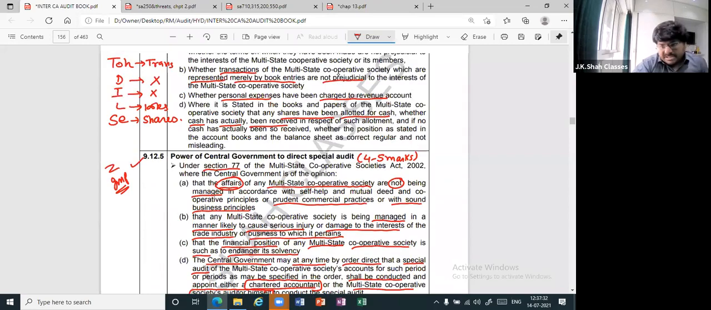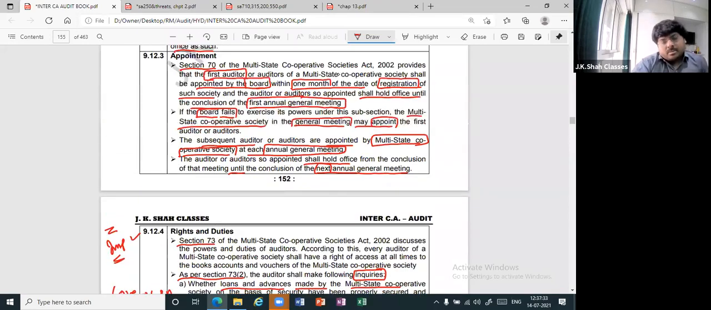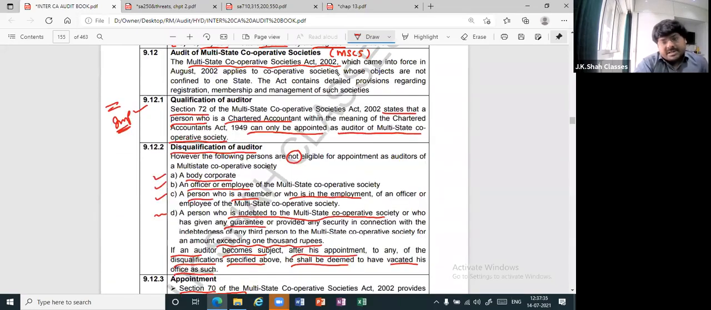Thanks for coming. MSCS. Firstly, when you talk about the qualification of the auditor of a multi-state cooperative society, it can be a chartered accountant or any other person who is a cooperative diploma holder. Okay, only a chartered accountant, fair enough. I was just asking, I'm revising. Disqualifications are the same as company audit, all of them.